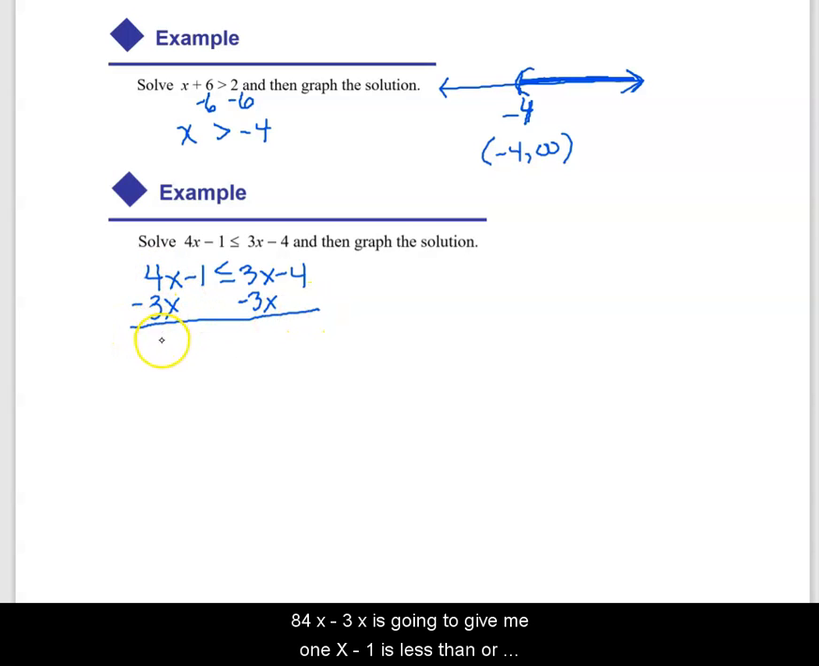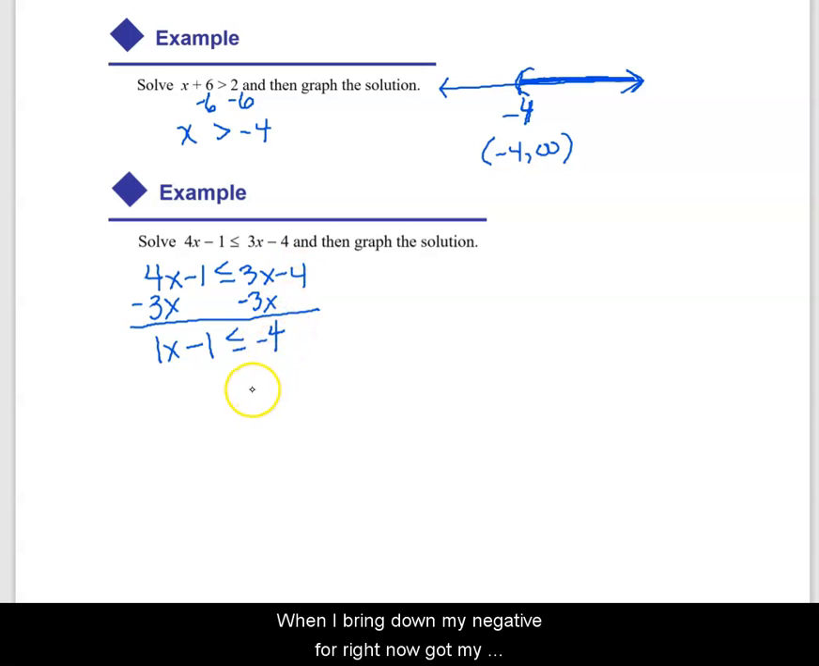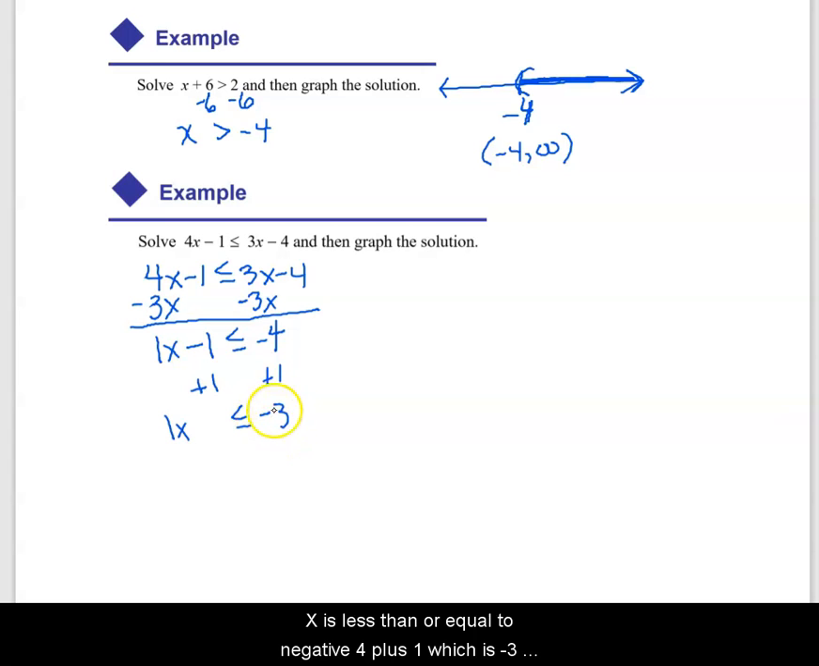Okay, 4x minus 3x is going to give me 1x, minus 1 is less than or equal to, this turns into 0, 3x minus 3x minus, when I bring down my negative 4, right? So now I've got my x's on the same side. I want to get rid of the thing that's not connected to the x, which is a negative 1. So we're going to add 1. 1x is less than or equal to negative 4 plus 1, which is negative 3.